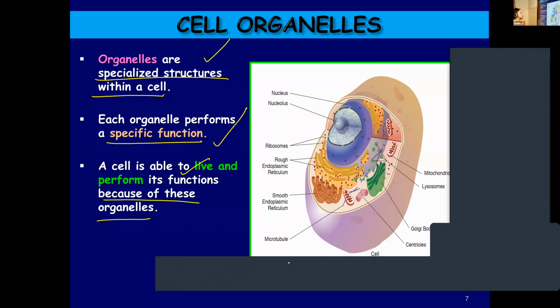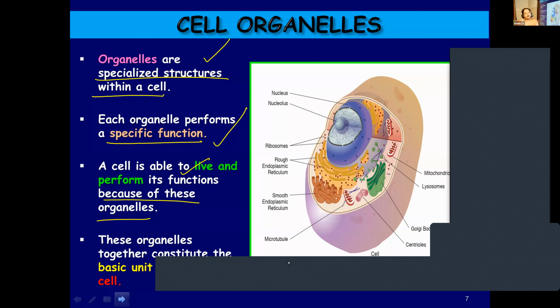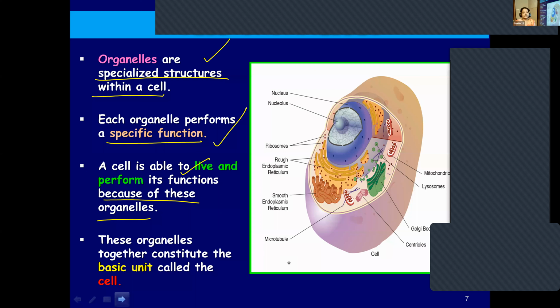These organelles together constitute the basic unit called cell. So with all these organelles present inside the cell, it makes an individual unit. It's with the help of all these structures that the cell becomes the structural and functional unit of life. These organelles together constitute, not without these organelles, along with these organelles, the cell forms the basic unit of life, or the structural and functional unit of life. Done?